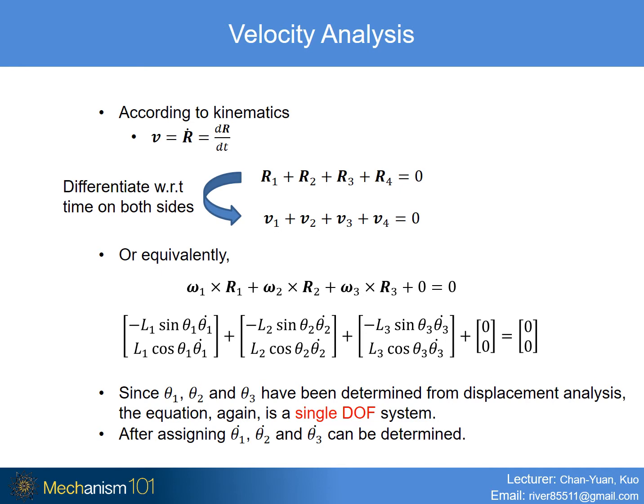Notice that the reason why there's no r dot term in the equation is because the length of the vectors r1, r2, r3, and r4 doesn't change with respect to time. Now, with these equations, the system is again shown to be a single DOF system. Why? Because we have three unknown coordinates, θ1 dot, θ2 dot, θ3 dot, and two constraints. That makes it a single DOF system.